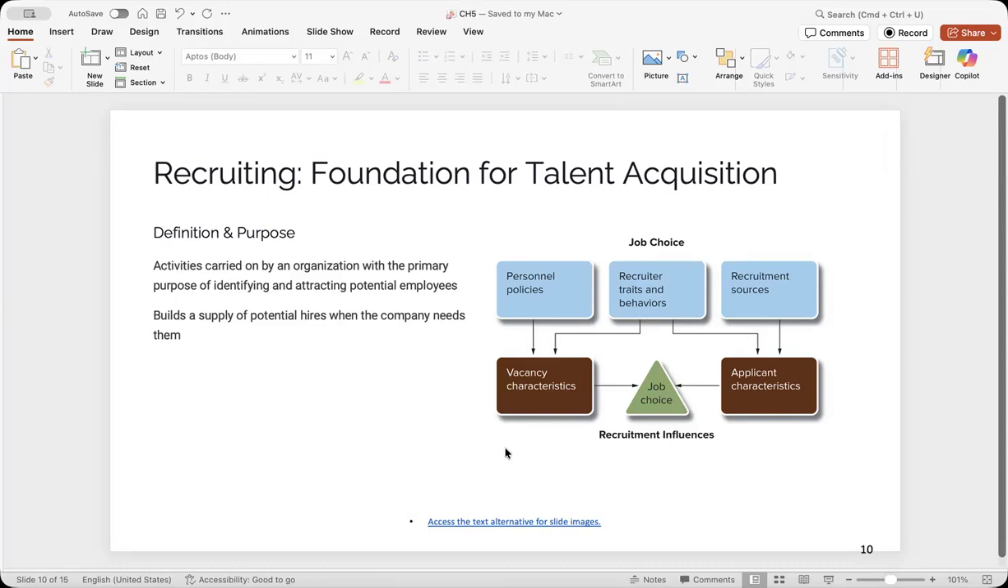And then finally, we have to review our recruiting resources. Where are people coming from? We then look at vacancy characteristics. What are our jobs offering that other jobs aren't offering? And then we look at applicant characteristics. Who are the best people that we can find? All that culminates into a job choice.